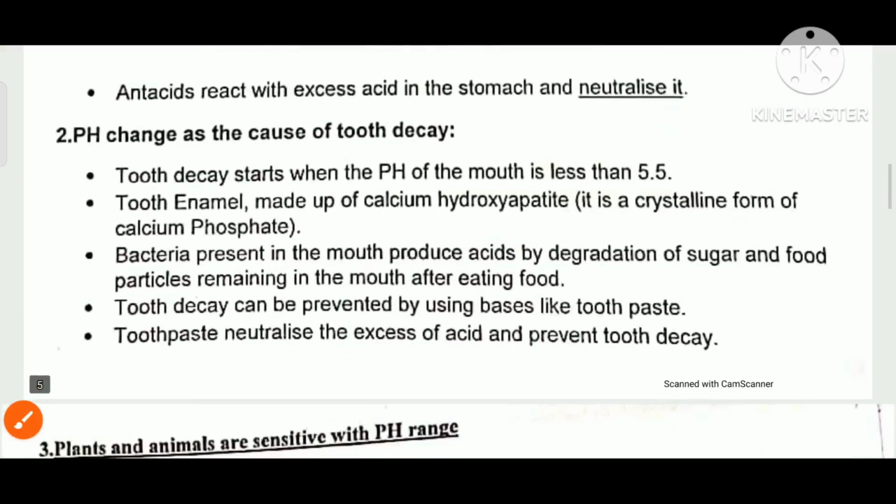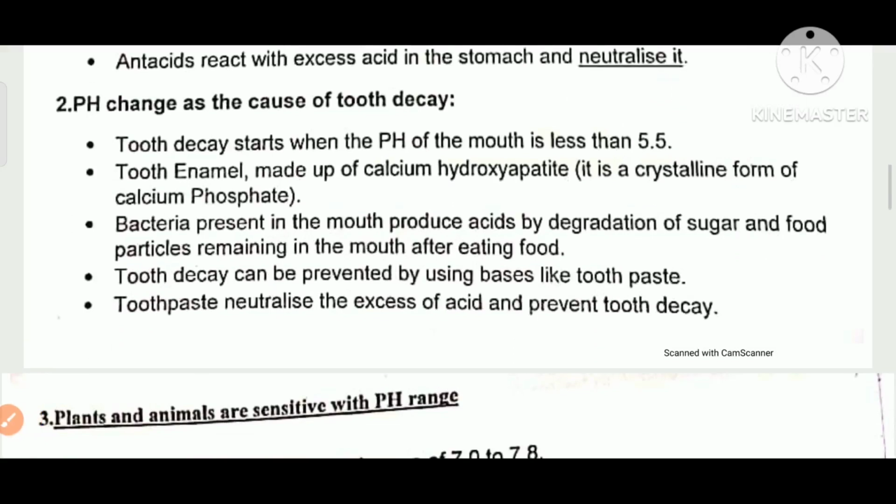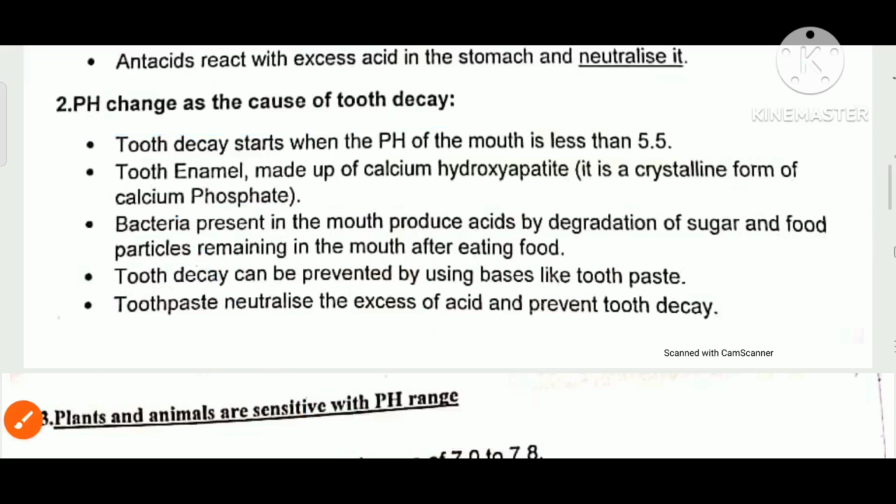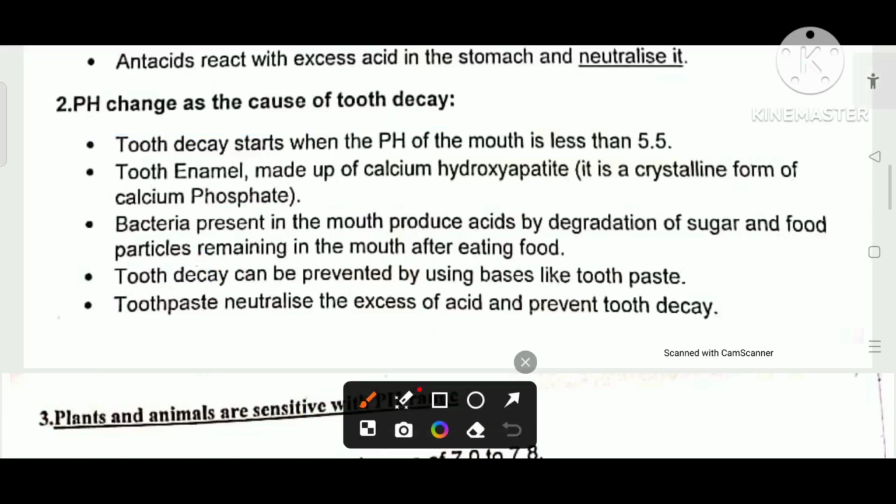Now the second one: pH changes as the cause of tooth decay. Reasons for tooth decay: the pH of the mouth falls below 5.5, remember this pH range. Tooth enamel is made up of calcium hydroxyapatite, which is a crystalline form of calcium phosphate. Clear? Now the next one, how tooth decay is caused.